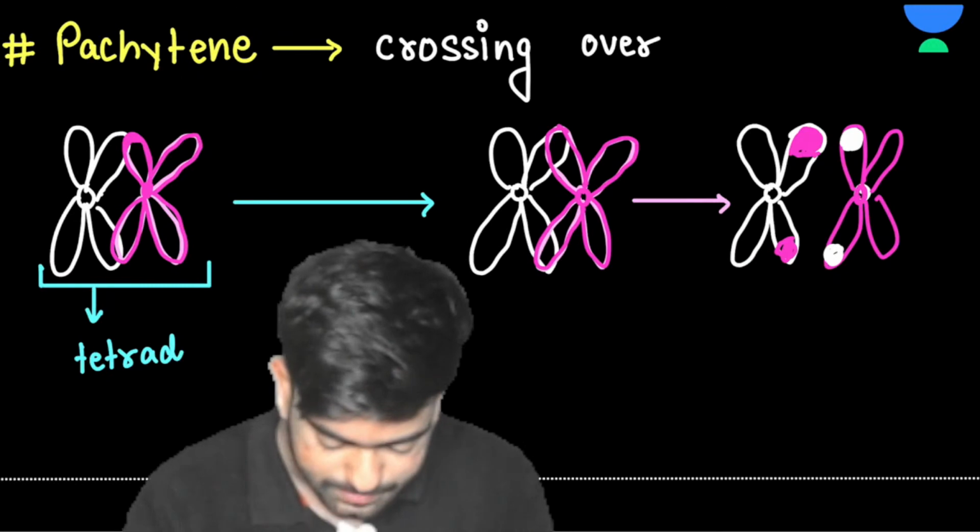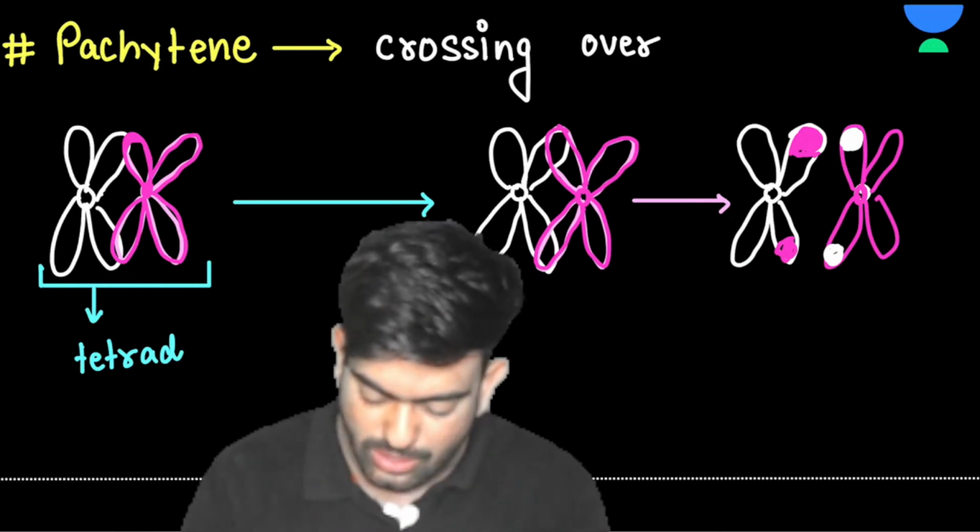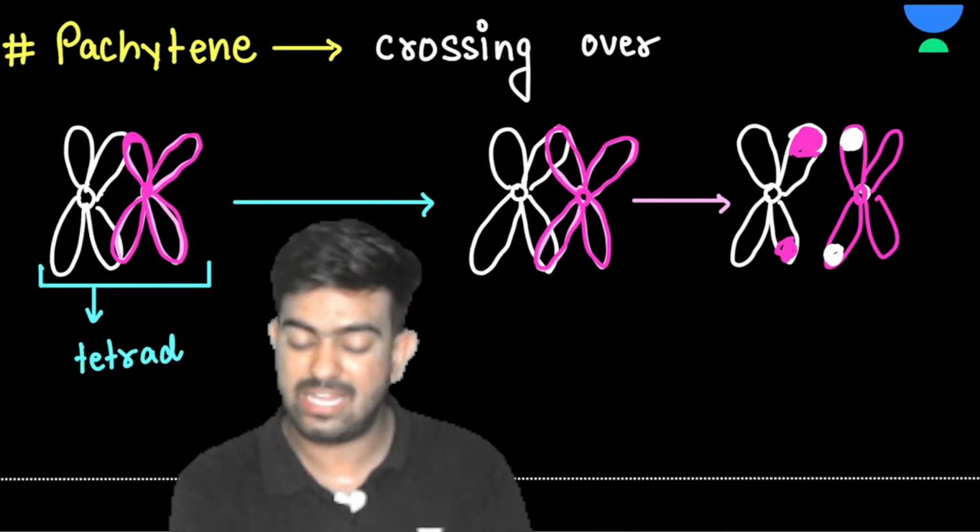In zygotene, we saw the tetrad, and then it came to pachytene, right? In pachytene, crossing over is taking place, and during this stage there is an enzyme which is needed very much. Can you tell me the name of that enzyme? Anyone in the comment section?